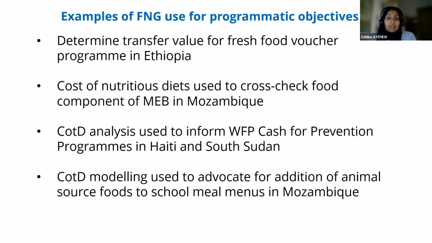Then in Haiti and South Sudan, the cost of the diet also helps inform the transfer values within the cash for prevention programs. Then finally, also in Mozambique, we have used the cost of the diet calculation and also the food basket to advocate for an addition of animal source foods within a very vegetarian school meal plate. So these are some examples that are program specific. And if you go to the next slide, please.